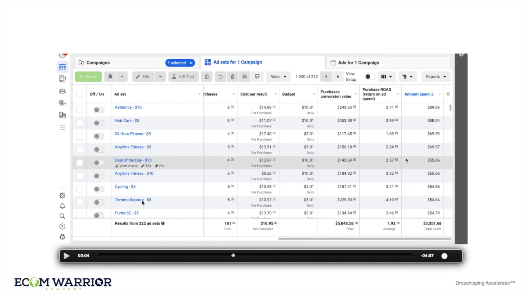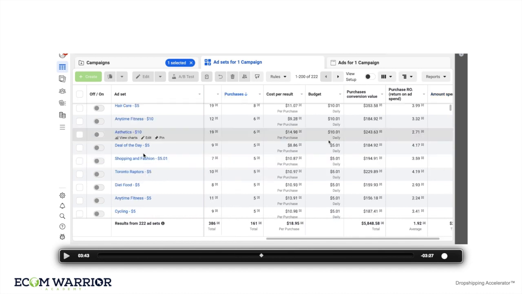Now you guys can see, even though my product was in the fitness niche, I'm not focusing on fitness interests only. I've got things like hair care. Hair care is not really interest related, but I still have it in there. I've got deal of the day, shopping and fashion. So a lot of interests that are not related to fitness, I'm still going to test, because Facebook, in the end, will find the buyers for me that may be interested in my product.